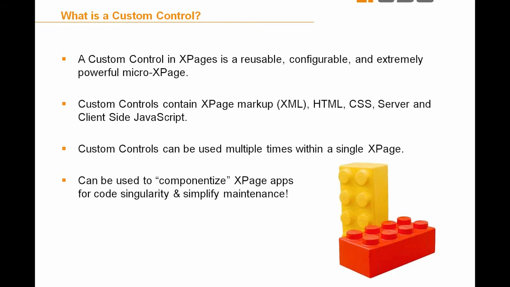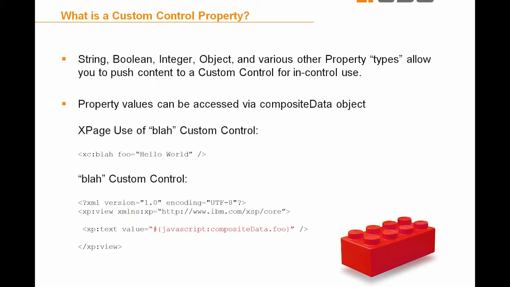So what's a custom control? A custom control is an XPage. It's reusable, configurable, and extremely powerful. Think of it as a micro XPage. It can contain XPage markup, HTML, CSS, server and client-side JavaScript. It can be used multiple times within a single XPage, and it can really be used to componentize XPage apps for real code singularity and to really speed up the maintenance task that comes with applications. You'll see within this example how easy it is to create a reusable custom control that you can feed properties into.